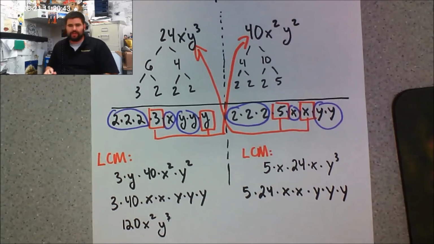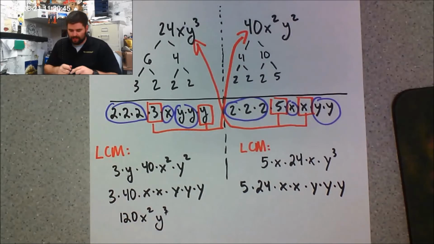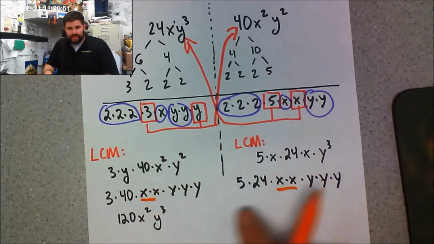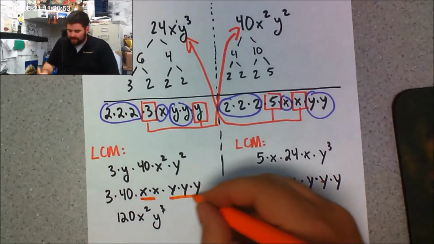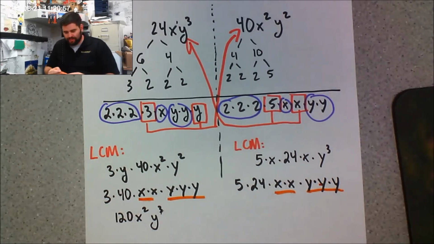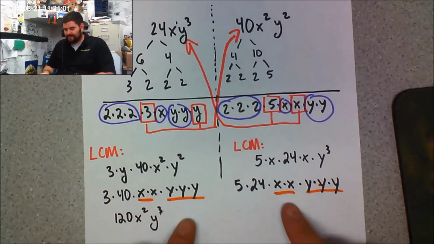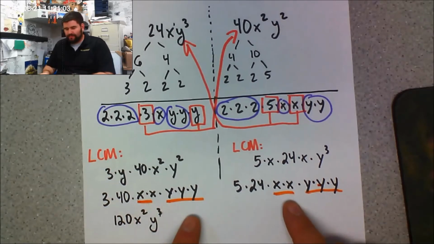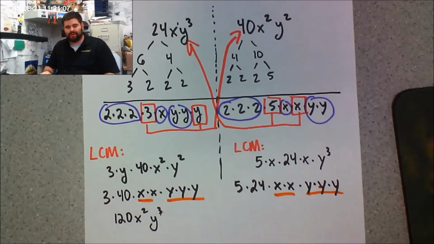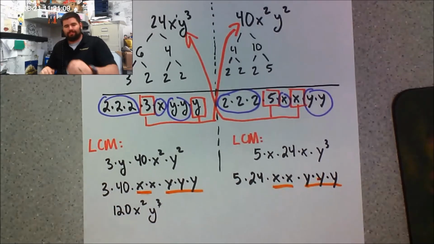Now I want you to take a look at something right here. They both have 2 x's and they both have 3 y's. That's important to note, because when you see that they have the same variable expressions, that will give you a hint that you're on the right track for your prime factorization.